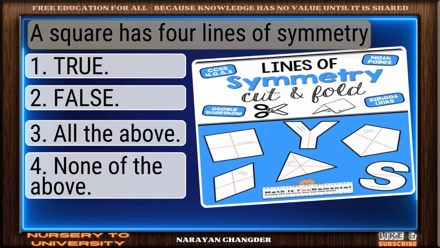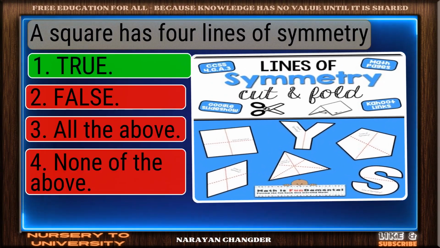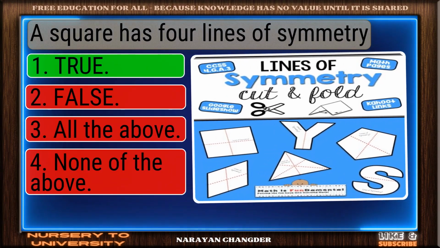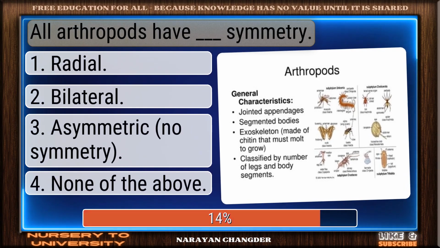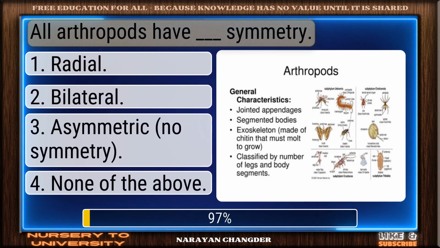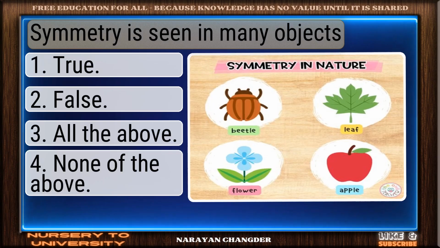A square has 4 lines of symmetry. Sharp thinking. True is the right choice. All arthropods have dash symmetry. Exactly. Bilateral makes sense and it is right choice.